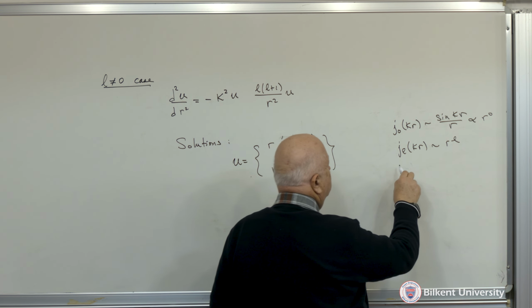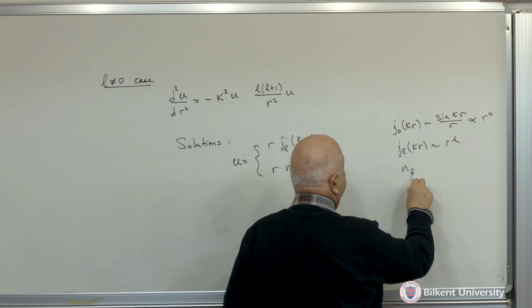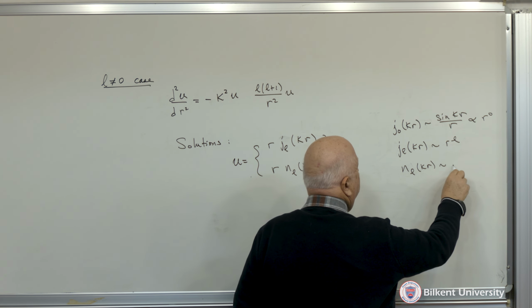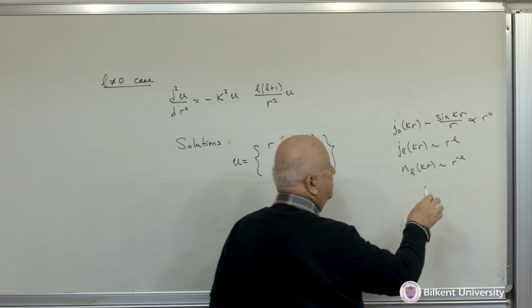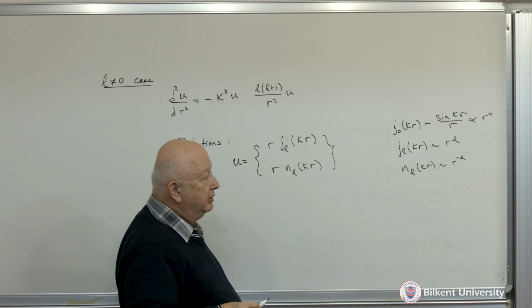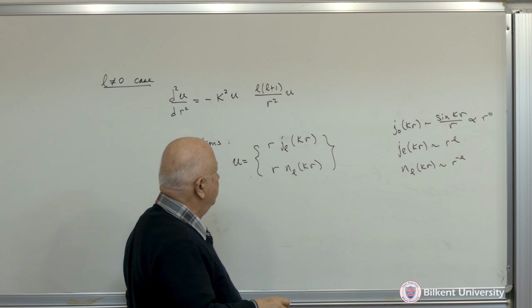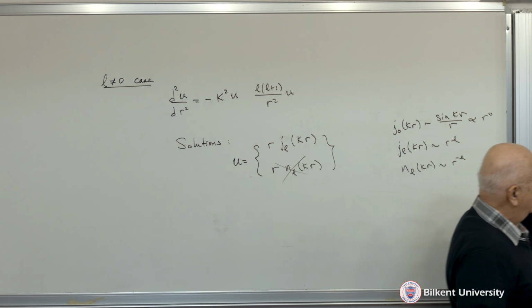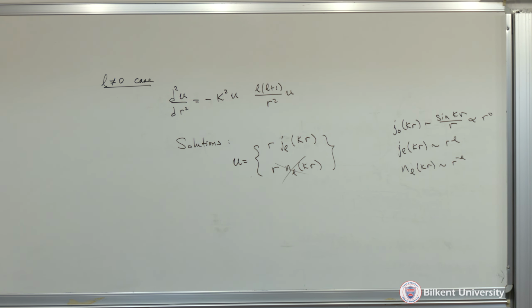Okay, N L, the other version of KR goes like R to the minus L, or R to the minus L minus 1 or something like that. So it's something that diverges, so it's just like the coefficients, the stuff that we have over here, so you don't want that.